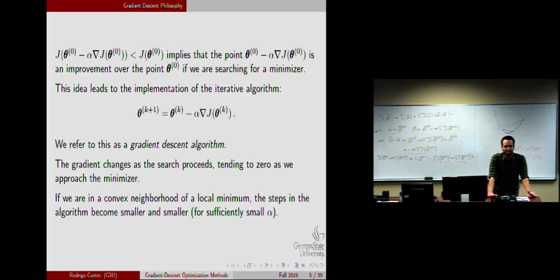Like 0.01, something small, 0.1, 0.01. So sometimes you can get away with greater alphas. For example, if the function is something like this, and you're very far away, if you pick an alpha very small, it will take you forever to get there. I mean, sometimes you can get away with a higher choice of alpha.